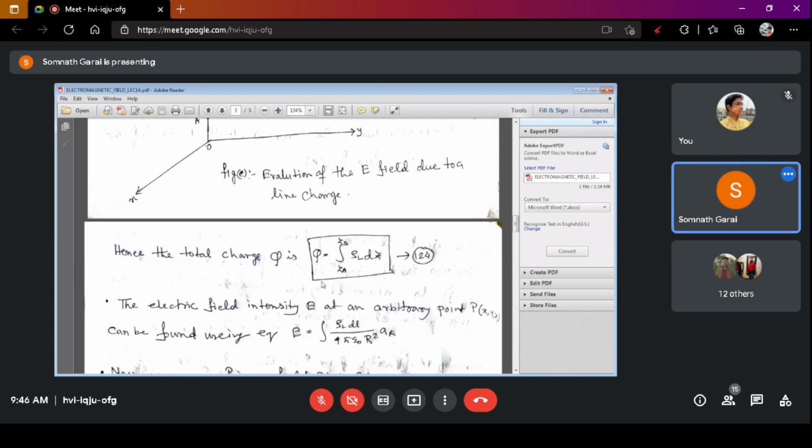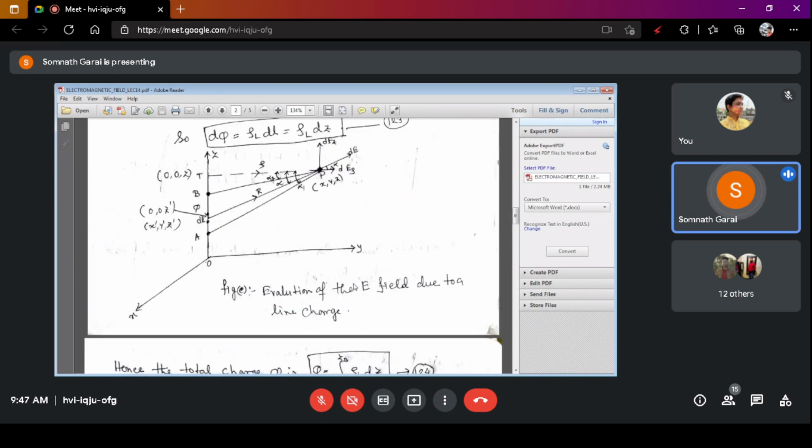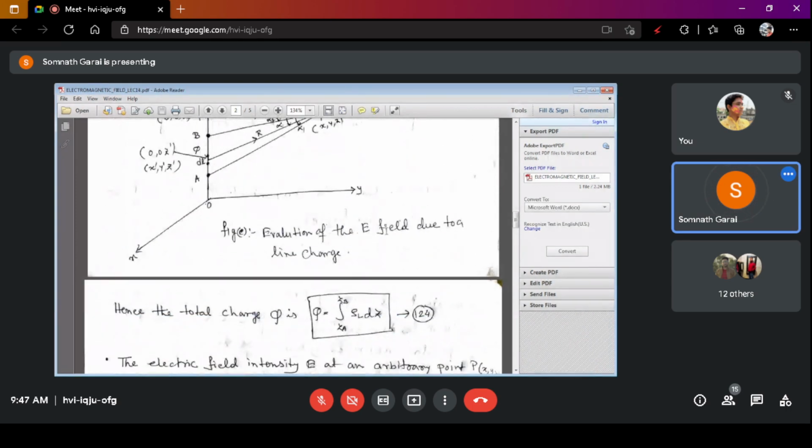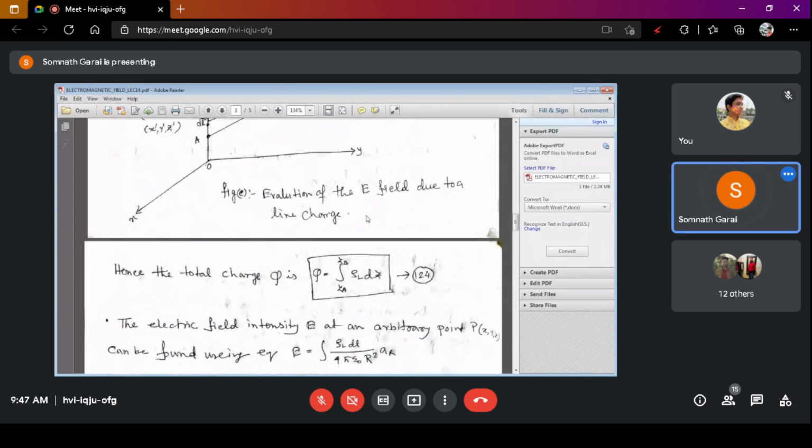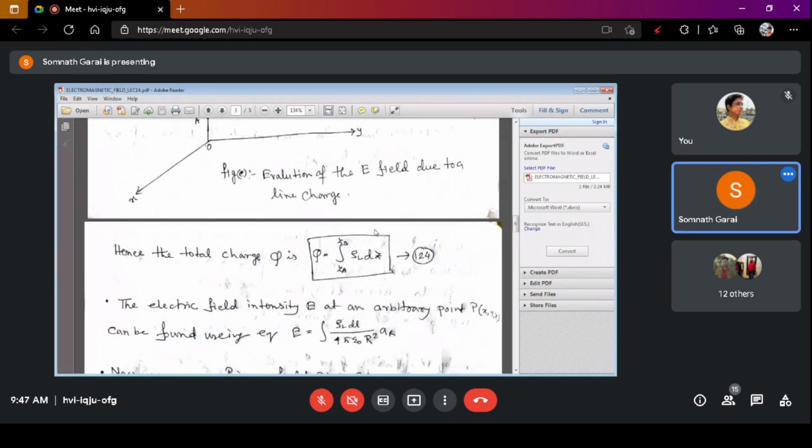Now the electric field intensity at an arbitrary point P, whose coordinates are x, y, z, can be found as capital E is equal to the integration over rho L dl divided by 4 pi epsilon naught r square into a_r.